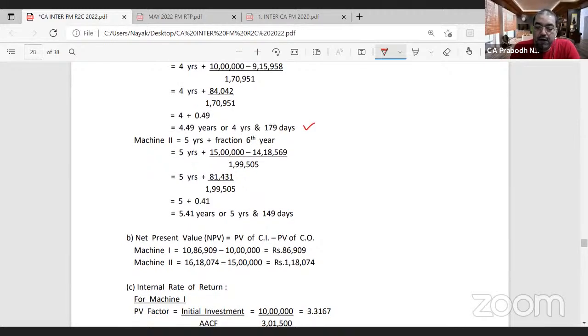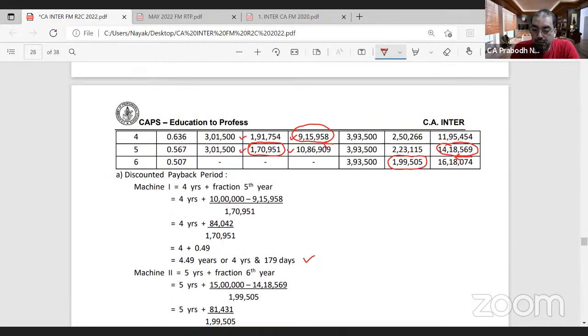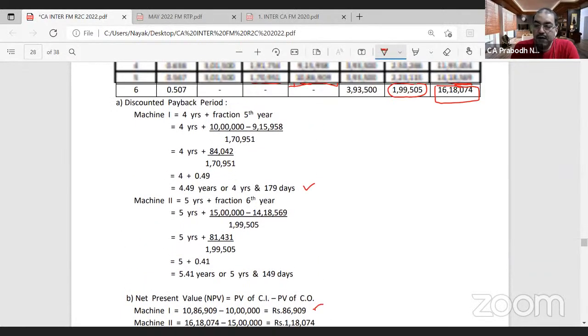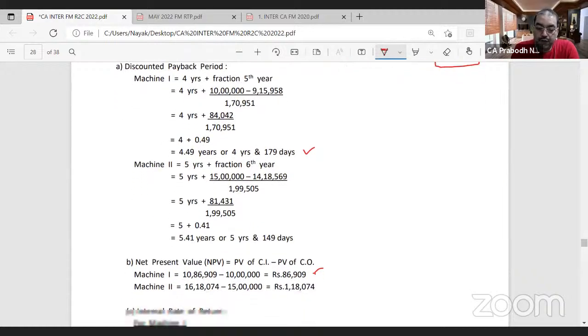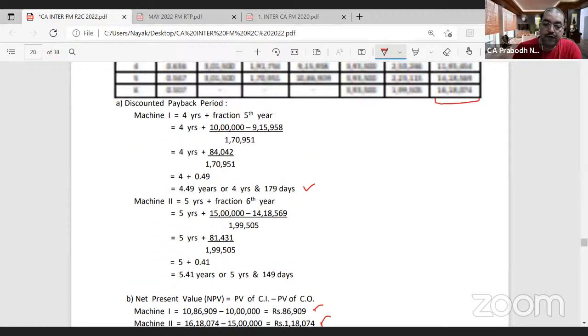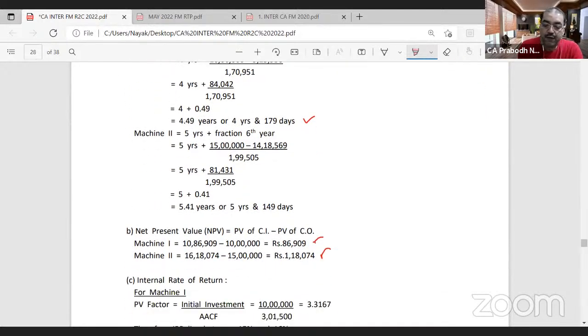Now, NPV is present value of cash inflow minus present value of cash outflow. Now, present value of cash inflow will be this total: 10,86,909 and 16 lakh 18,074. So 10,86,909 minus 10 lakhs gives you the NPV of 86,909. 16 lakh 18,074 minus 15 lakhs gives you the NPV of the second machine. Whichever is higher, I will be selecting. So in the first case, I will be selecting machine 1, okay, machine 1. In the second case, I will be selecting machine 2, because machine 2 has got higher NPV.